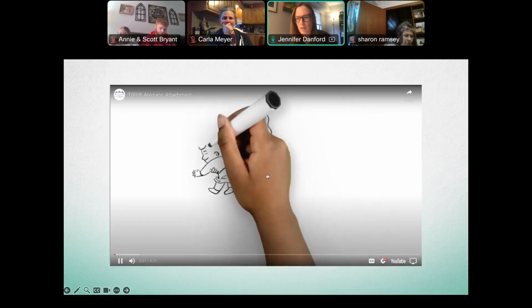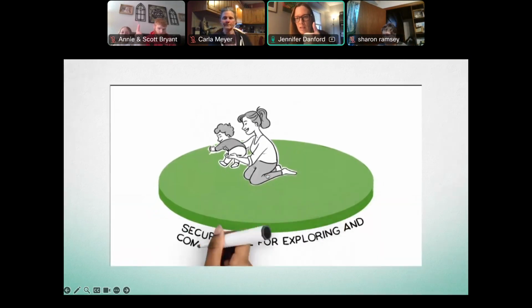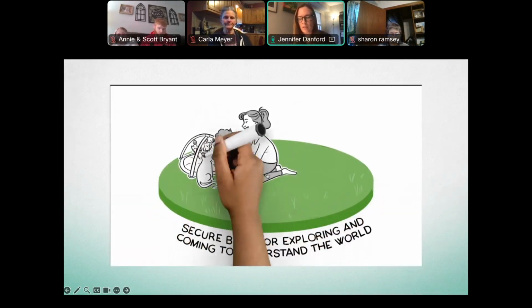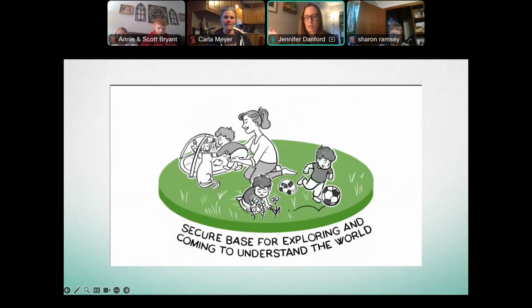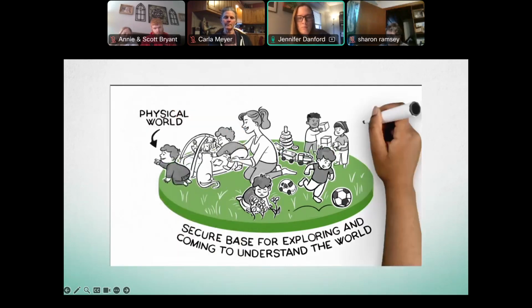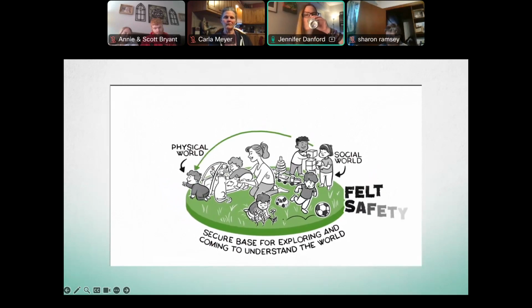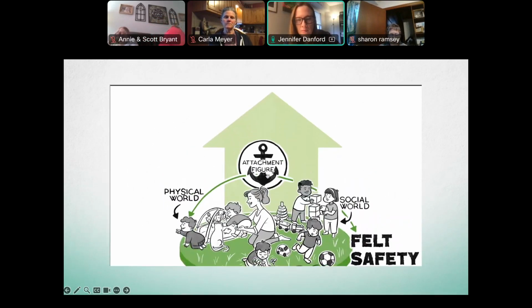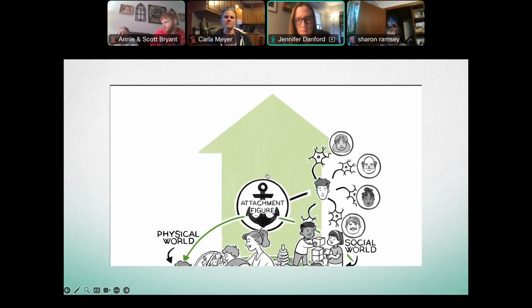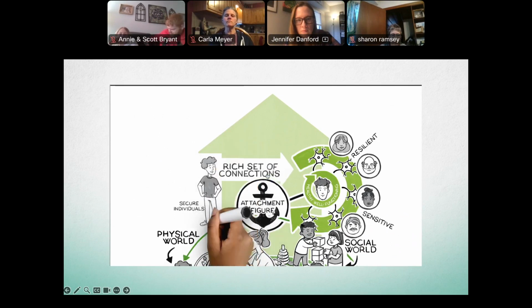Young children use their attachment figure as a secure base for exploring and coming to understand the world. When they feel safe, they will venture out and explore the physical world and explore the social world. That sense of felt safety is a crucial aspect to feel good about moving out into the world. So building attachment is a matter of building connection. And that programming makes us resilient, sensitive to other people's needs, sensitive to our own needs, and a healthy, well-functioning human being. In secure individuals, we see that rich set of connections.